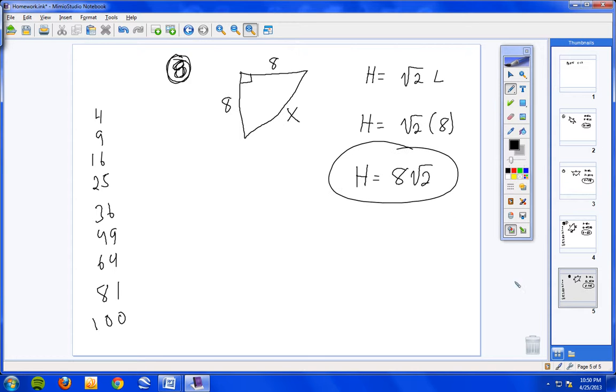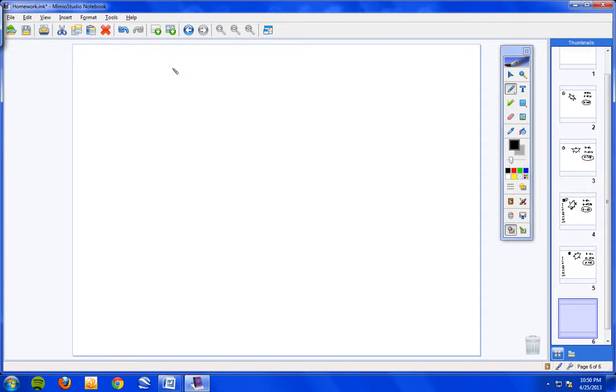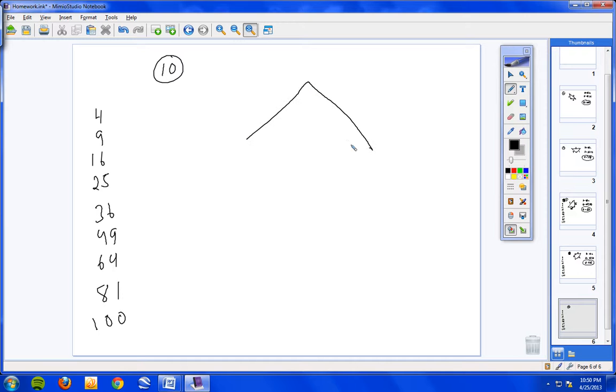There we go. Moving on to number 10. We already did number 9, so now we're on number 10. All right, number 10, the triangle looks something like this. Of course, I'm not trying to get an award for my drawing. We're just doing this quickly, but number 10 looks something like this.